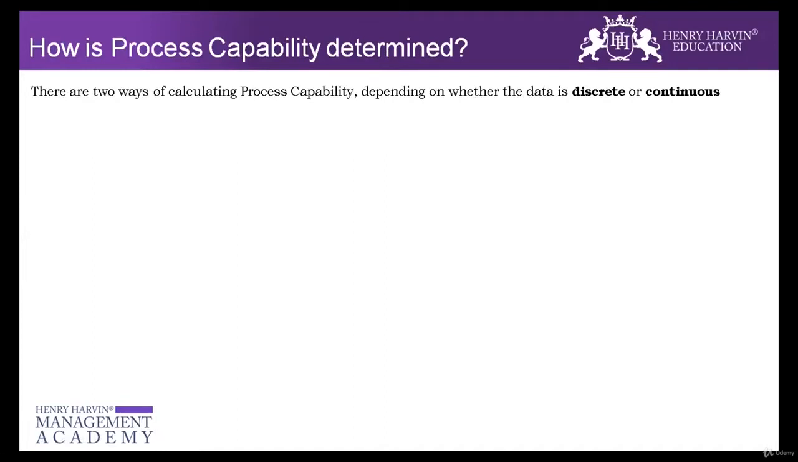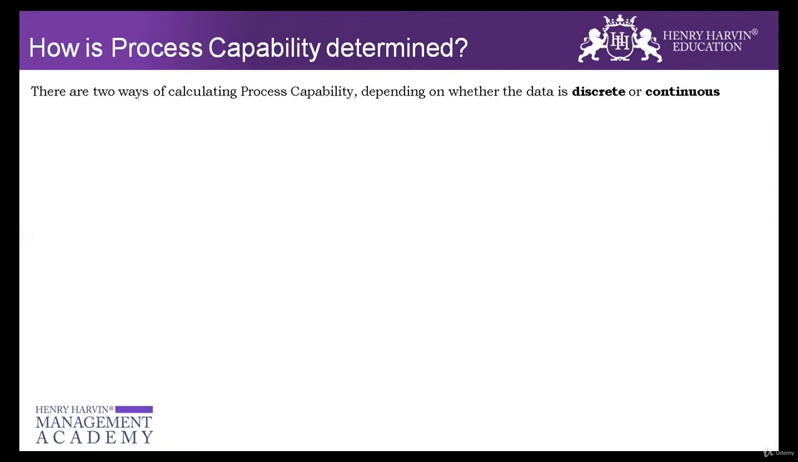Now we'll talk about the process capability. We will talk about how to calculate the measurement system analysis as well. But let's talk about how the process capability is determined. Process capability for discrete data is different from process capability for continuous data. So this discrete and continuous distinction has to be very, very clear to all of you.